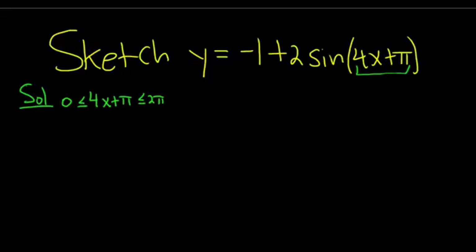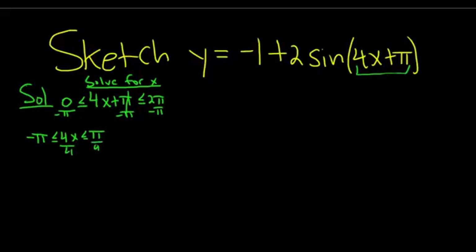So step one, you solve this. So solve for x. To do that, we'll subtract pi from all the sides. Okay, so these cancel, so we get negative pi less than or equal to 4x, less than or equal to pi. Almost there, and now we just have to divide everything by 4. And so we get negative pi over 4, less than or equal to x, less than or equal to pi over 4.